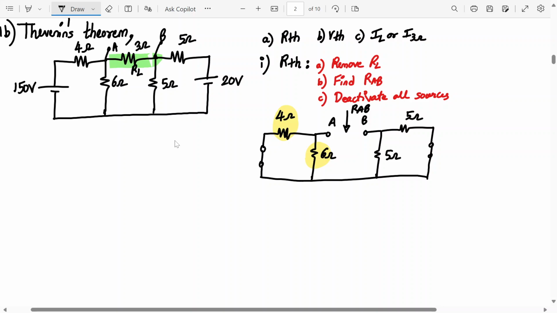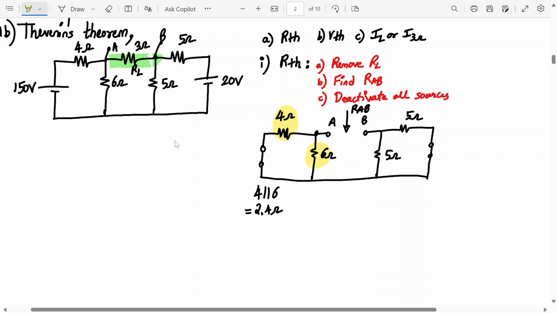No, they are not in series. See, they both the terminals are tied together. So 4 ohm parallel to 6 ohm. How much is it? 6 into 4, 24 divided by 6 plus 4, that is 10. That is 2.4 ohm. Correct?